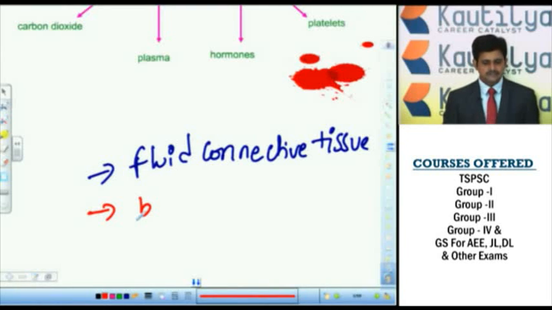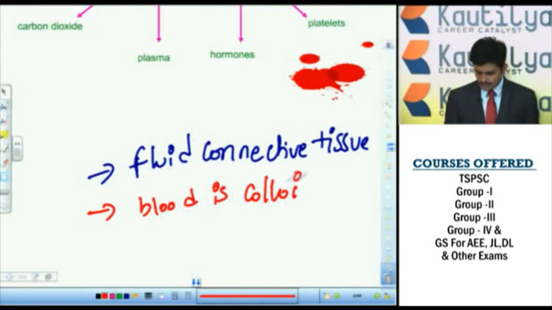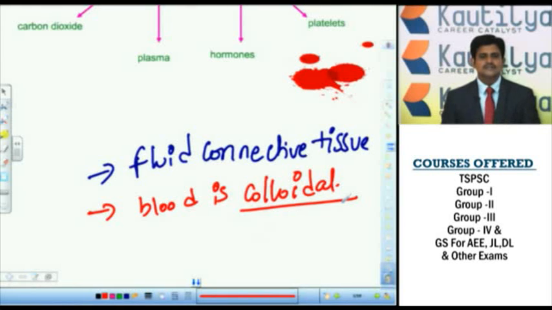As I told you, blood is a fluid connective tissue, and it is the only tissue that occurs in the form of liquid. Another characteristic of blood is that it is colloidal in nature. What actually does colloidal in nature mean? The question might be like this: blood is in the form of which nature? Colloidal in nature, aerosol in nature, or emulsion in nature.